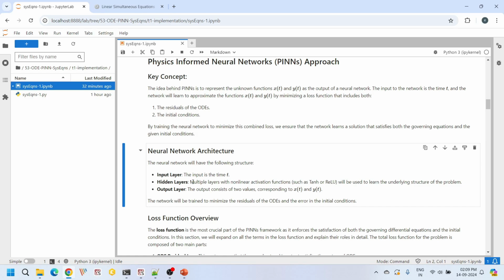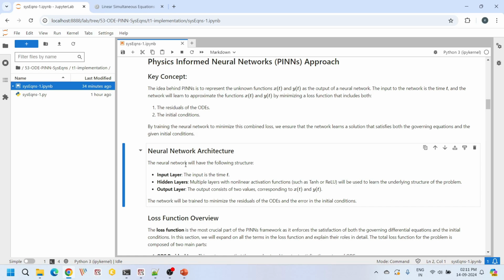So first start with a low number of hidden layers and a low number of neurons in each layer, and then over time, depending upon the accuracy requirements and the computational cost, we can optimize the number of hidden layers and neurons required in each layer. In these hidden layers, you can use tanh or ReLU activation functions. The output layer consists of two neurons, one specific to x of t and the other specific to y of t. So overall, the network architecture is simple. It takes time t and outputs the values of x and y.